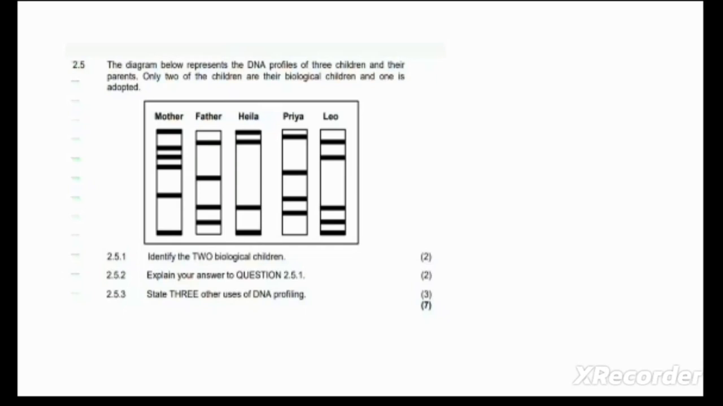Let's look at the last question. It says state 3 other uses of DNA profiling. You're going to write tracing missing persons, identification of genetic disorders, identification of suspects in a crime, matching tissue for organ transplant, identifying dead persons.